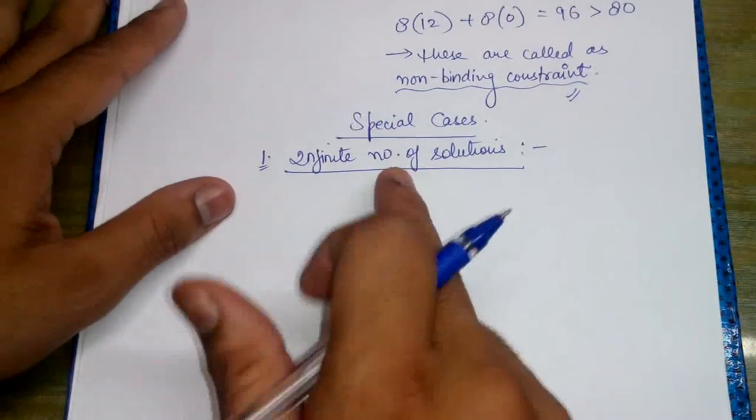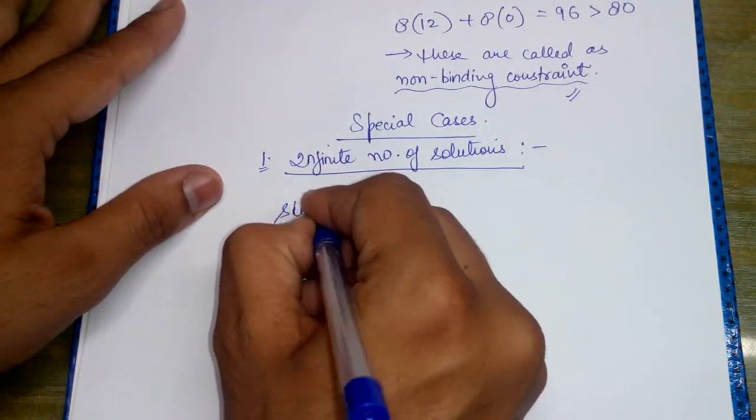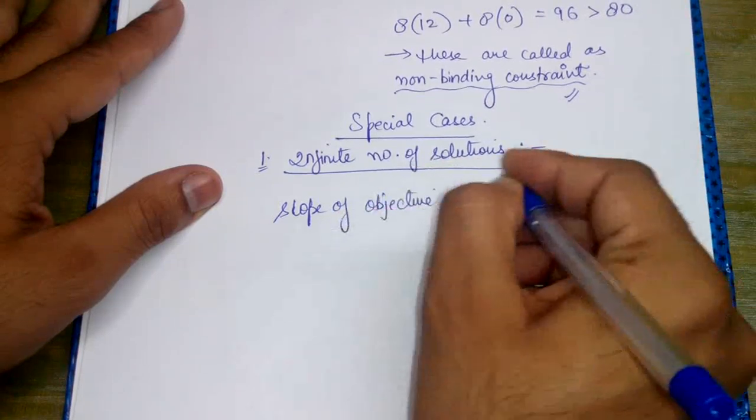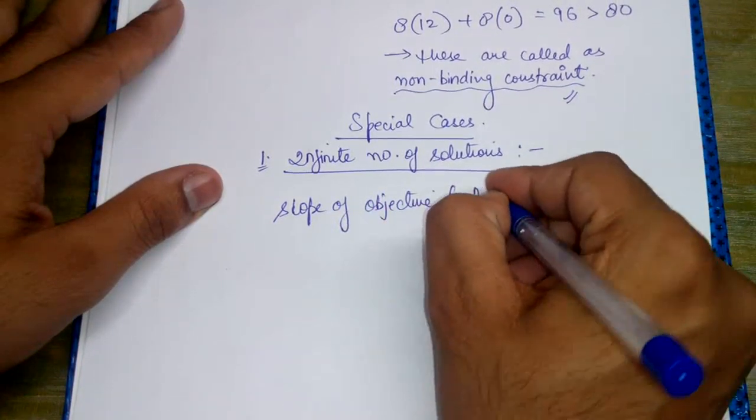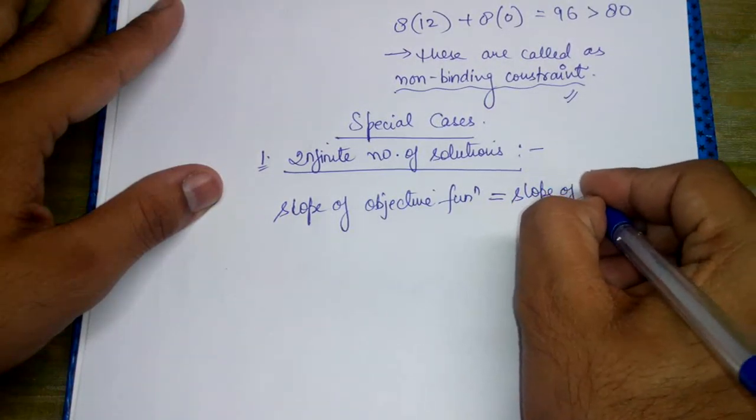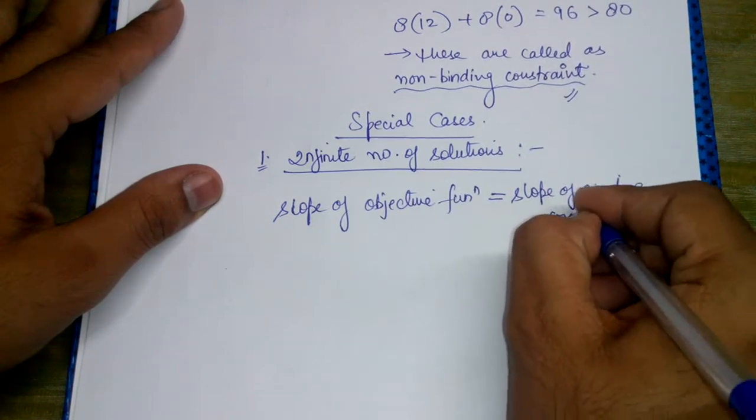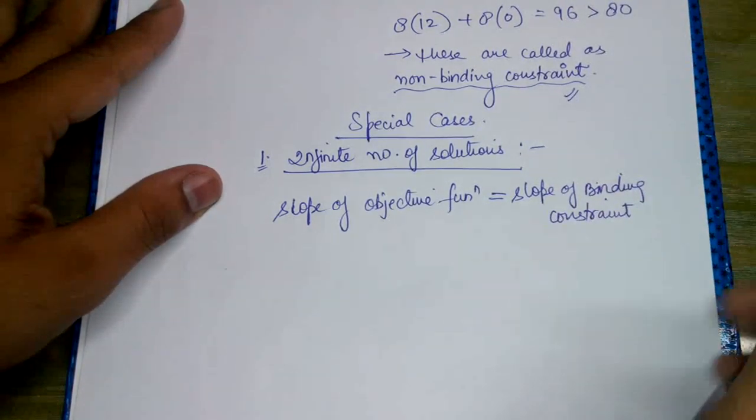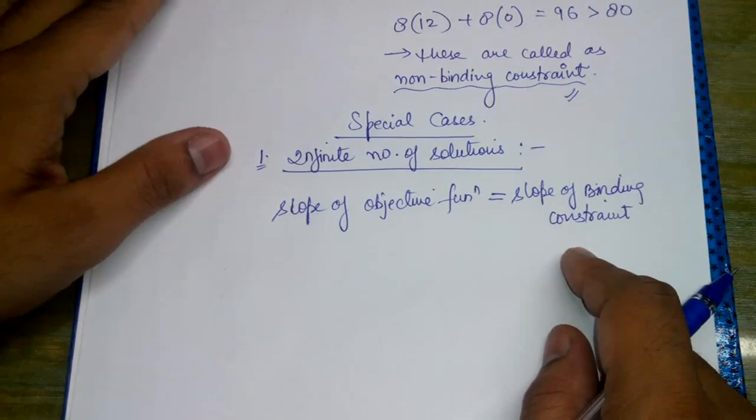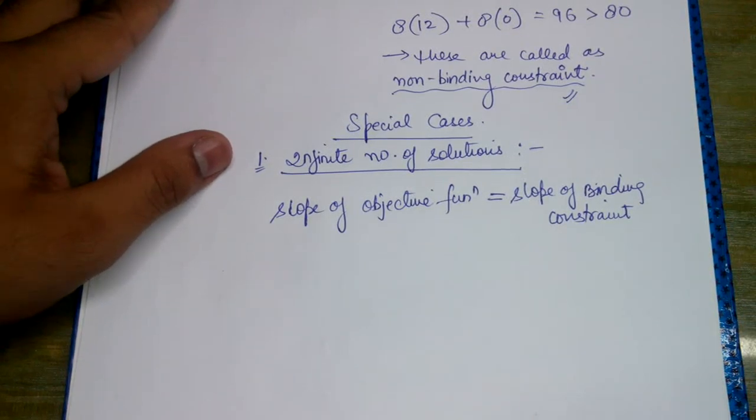Now we have to remember that for the infinite number of solutions, the slope of the objective function is equal to the slope of the binding constraint. If this is happening, then we will have the infinite number of solutions. So this is actually used for the minimization problem.